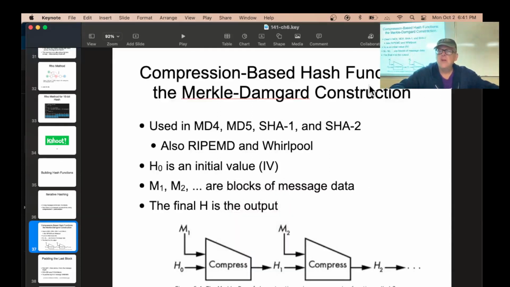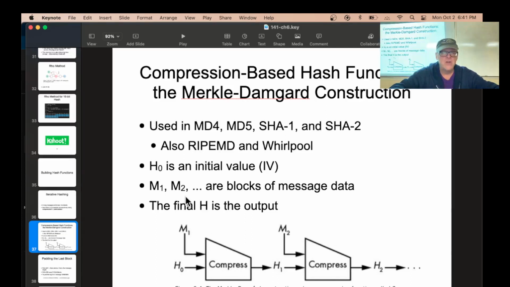All right, so here's the compression-based function called the Merkle-Damgård construction. This is how almost all of the ones we use work. So you start with an initial value, H0, and then you feed in a block of message and compress it, and that creates an output. You use that as the input for the next one, put in another block of message and compress it, and so on. It's just like cipher block chaining that we talked about before.